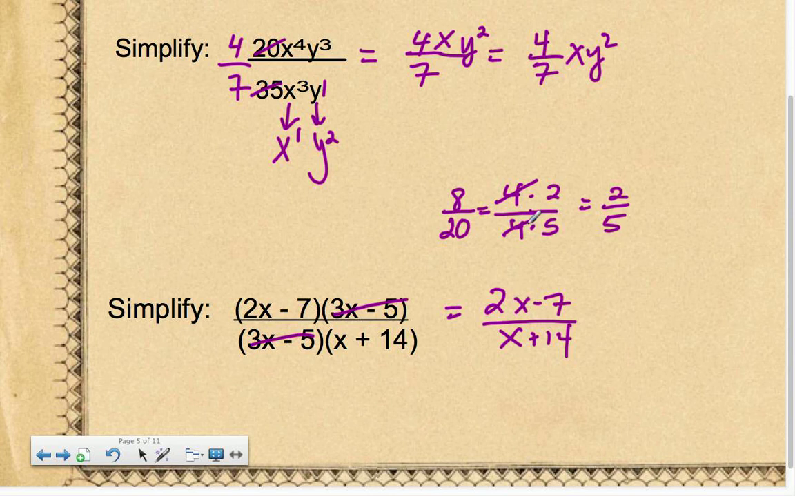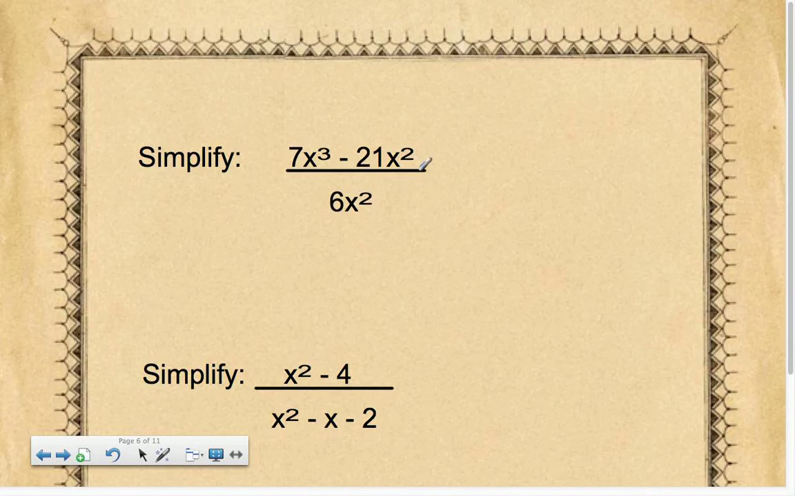Now, do we do it this way? No, we just simplify it. But keep that in mind. We're canceling out factors, getting rid of factors, slimming down here. So let's look at this next example here.